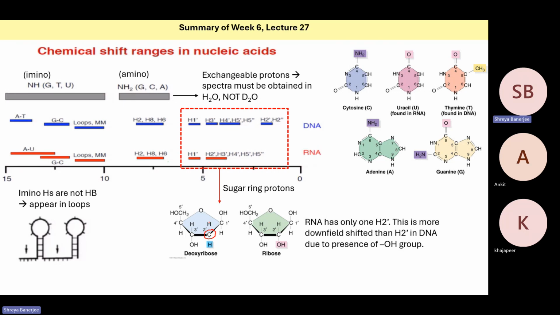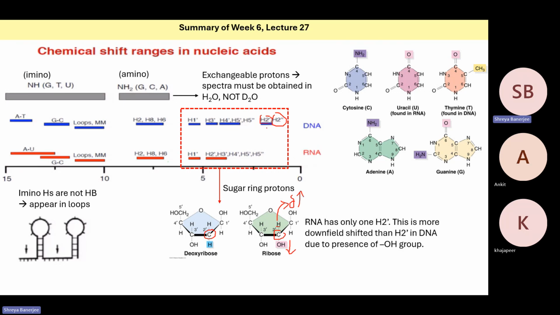We call one as 2 prime and 2 double prime. You can see here it's H2 prime and H2 double prime in case of DNA. In RNA, the 2 prime position has one proton and one OH group. So we know OH has an electron withdrawing effect, and because of the electron withdrawing effect of the OH, for this hydrogen, the delta will increase.